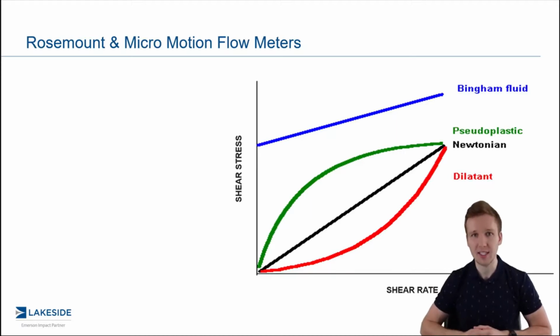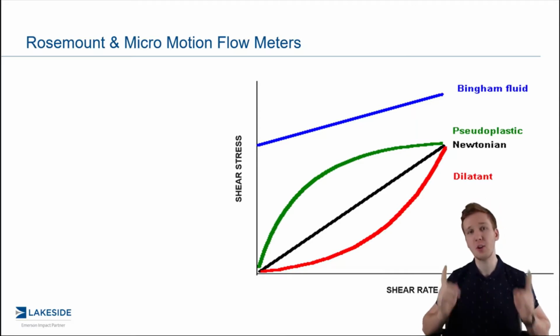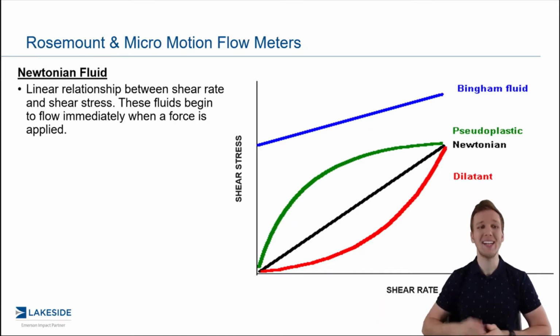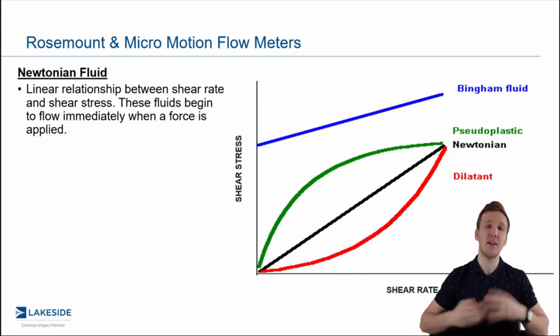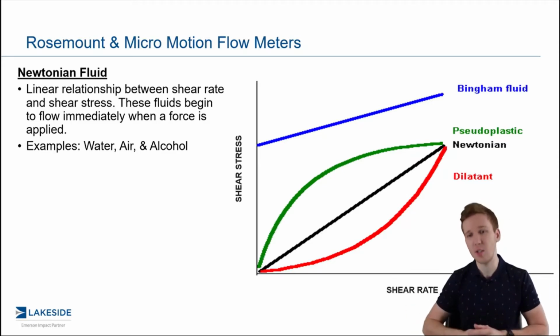and the shear rate. Now, the relationship between both of these will help us identify the type of fluid that we are dealing with. The most common fluids that we deal with are Newtonian fluids, as depicted by this black line. And you can see it's very straightforward. It is a linear relationship, and the fluid begins to flow immediately once force is applied to it. This would be something like water, air, alcohol. Very, very common that you have fluids in your facilities that are Newtonian.